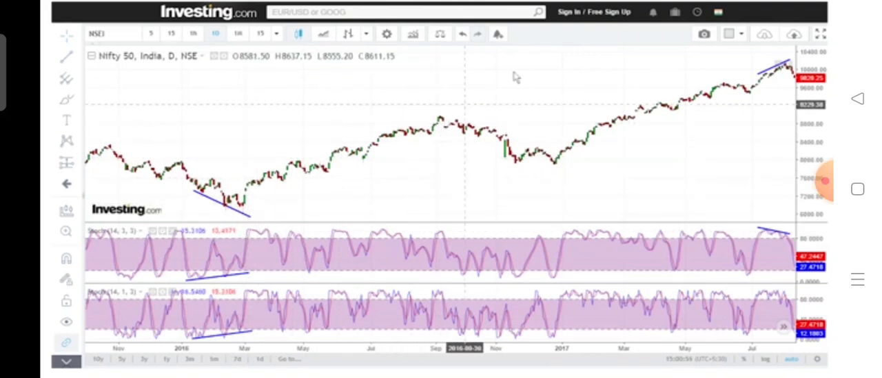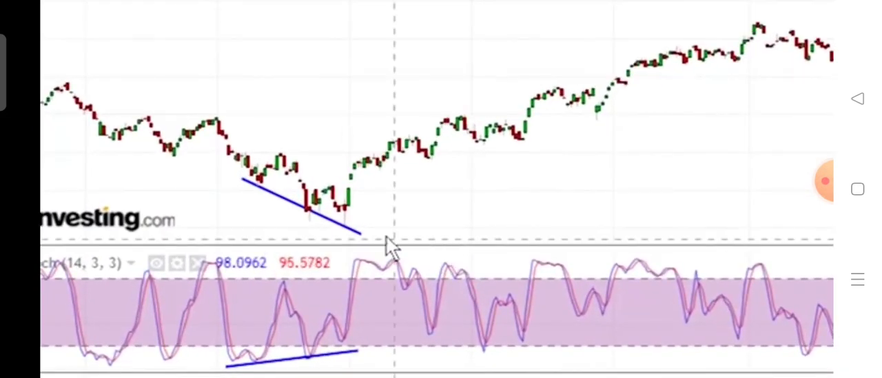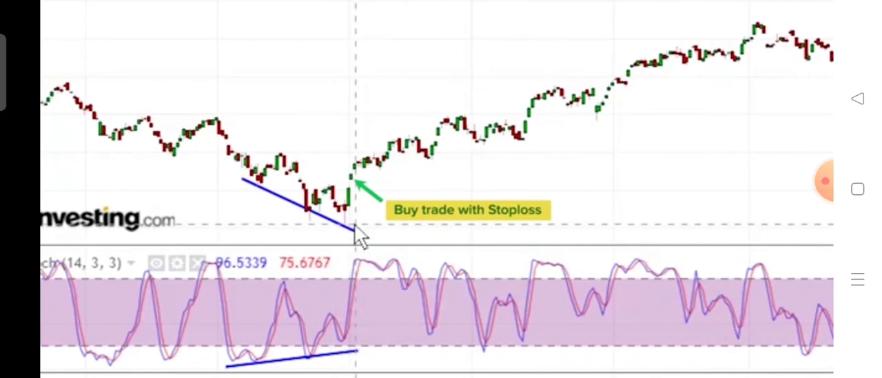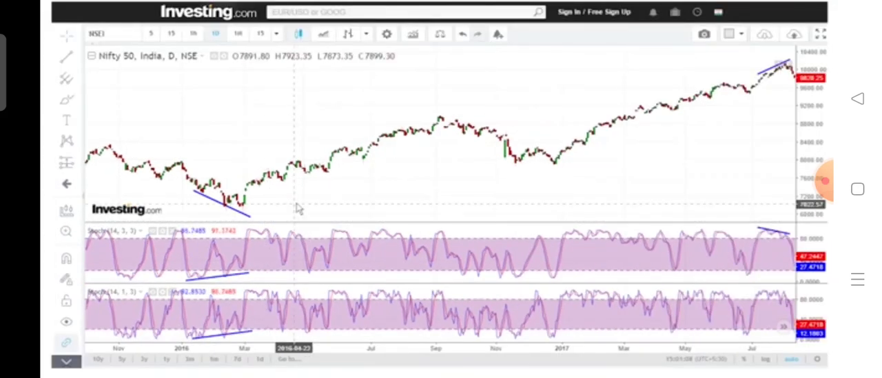So divergences are available in the stochastic like other momentum indicators, and they can be traded with a stop loss. The important point to note here is that divergences can fail also, as we have seen in other indicators. So while dealing with divergence, we should be a little bit cautious with the stop loss, and once we have the stop loss and we can see a reversal, we should get into the trade, because these divergences more often succeed in providing price reversal.